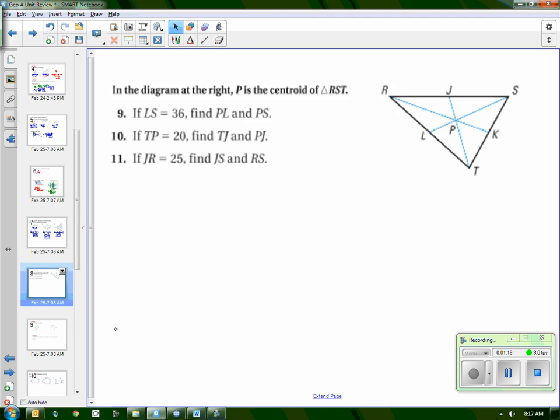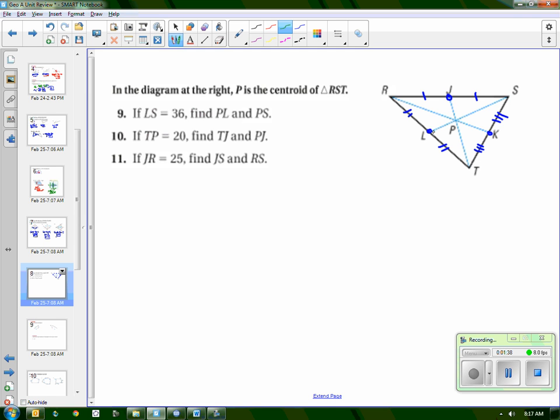How about this guy? We've got a centroid. Centroid, that means that these are all midpoints, and we call these medians. RK is a median, JT is a median, and SL or LS is a median, which means that's the midpoint. Those guys are going to be congruent, and these guys are going to be congruent. I'm not sure I'm going to need that, but while we're talking, let's do it.